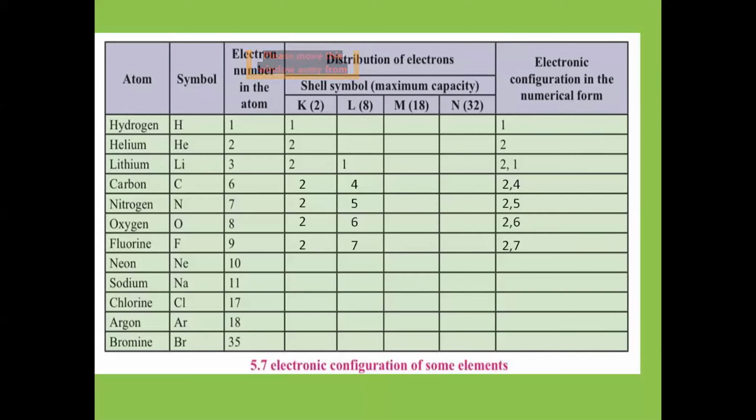Who's going to answer me for neon now? Neon, very good. Neon is first shell 2, second shell 8. So the electronic configuration becomes 2 comma 8. Very good. Let me see how many of you are able to do it for sodium as well. Wow, already a lot of answers.